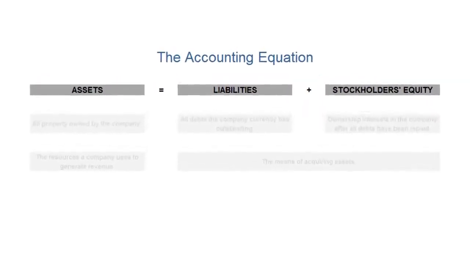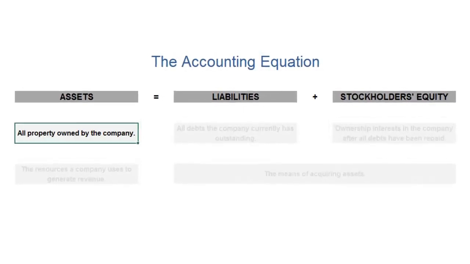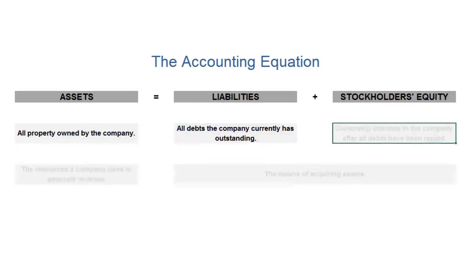To get started, let's quickly walk through some definitions. Assets represent all property owned by the company. Liabilities, all debts the company currently has outstanding. An easy example would be a loan from a bank that the company must repay. And stockholders' equity represents ownership interests in the company after all debts or liabilities have been repaid.